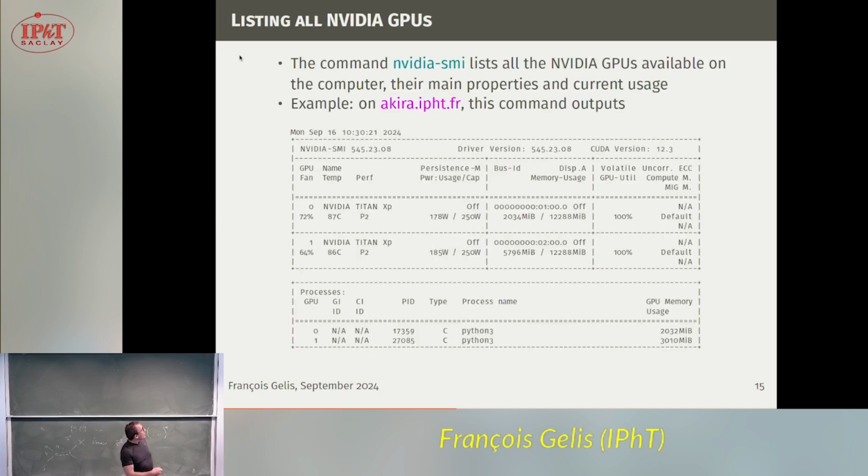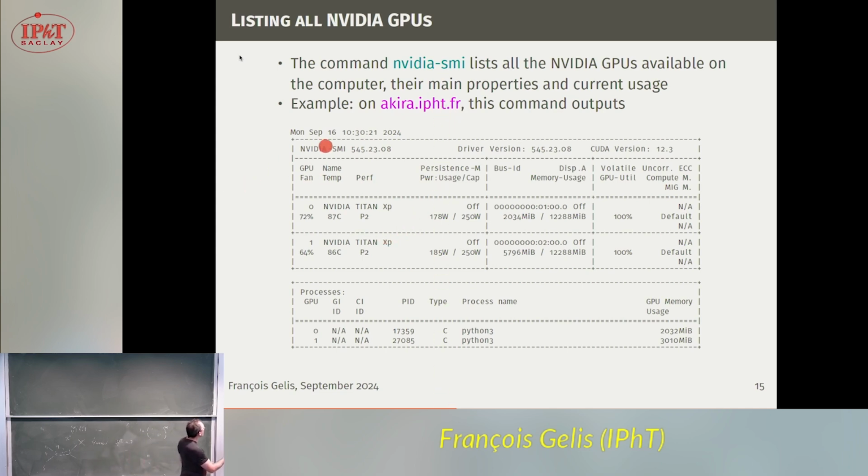There is a way to know for a given computer what NVIDIA GPUs it contains. The command is called nvidia-smi. So you open a terminal and you run this command. I went on Akira, which is one of the computers at IPhT. If you run this command, you get this type of output.